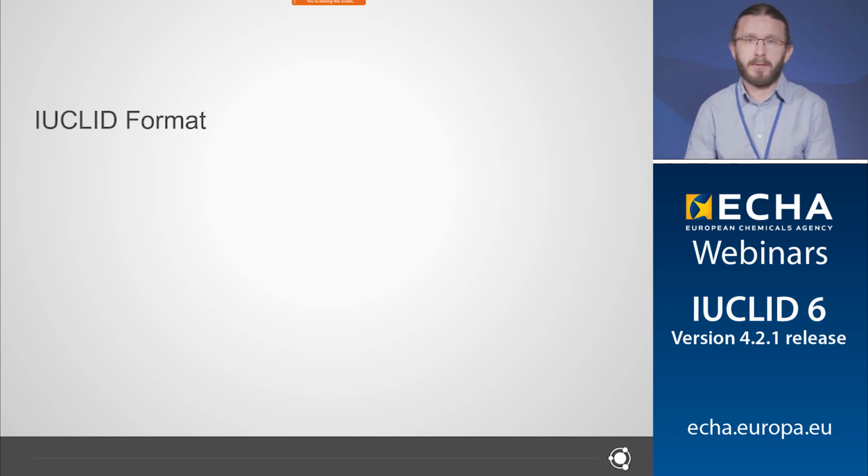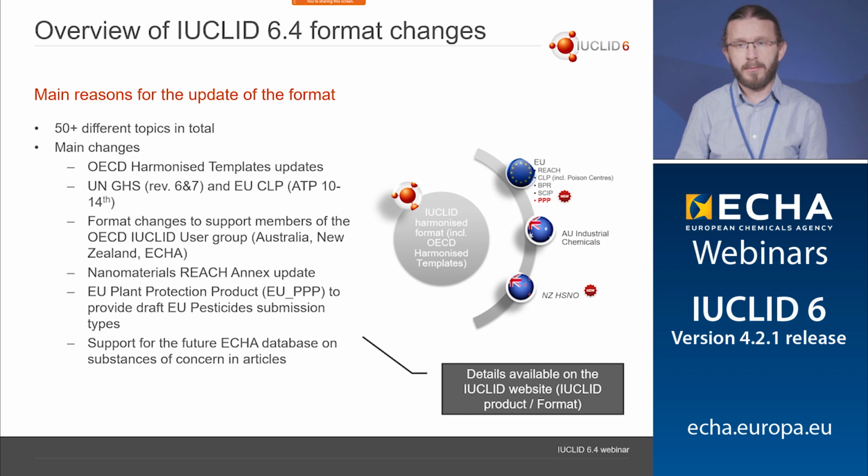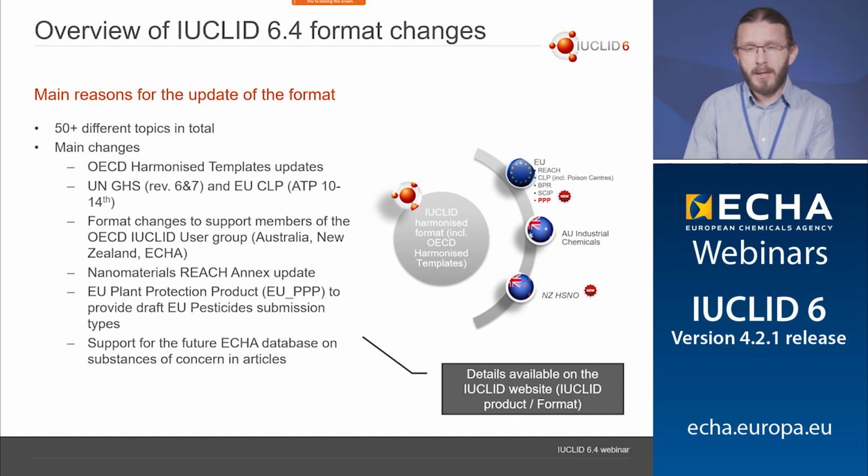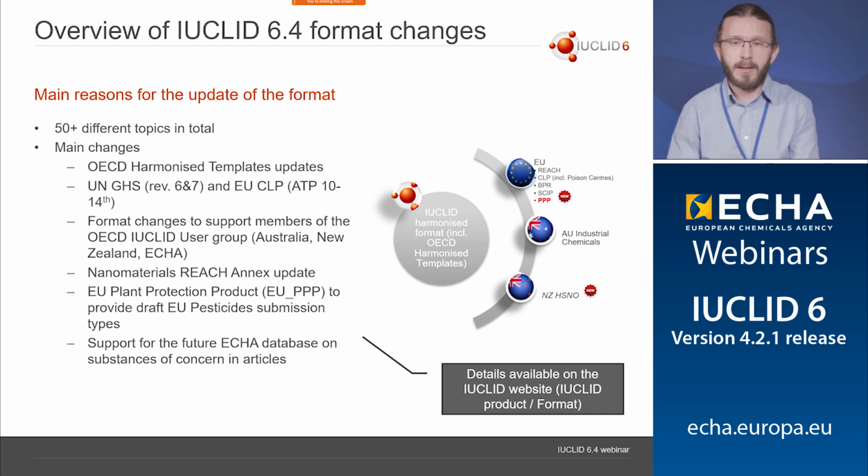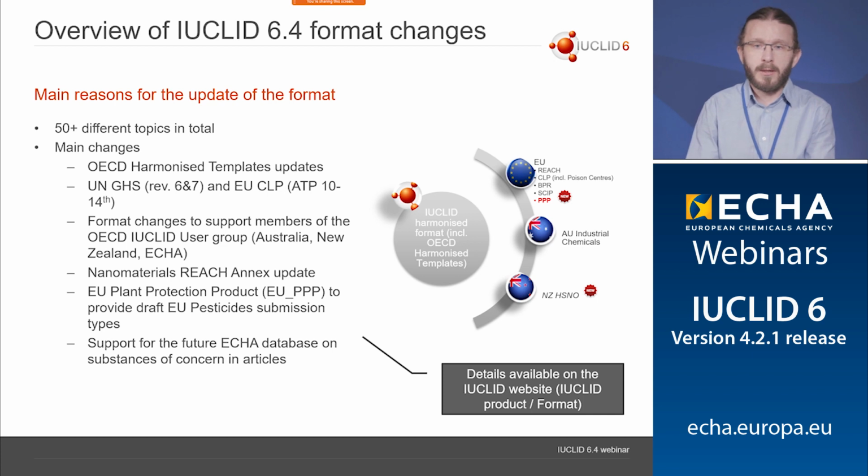As every October, every year, we introduce updates of the format in this Euclid release. So in this part of the presentation, I will go through the list of changes that were made in this version. I'll start with some highlights. In total, there were more than 50 different topics we addressed in this version, where we introduced format changes. The main changes are coming from updates to the OECD harmonized templates, which are used to report summaries of studies that are performed according to the OECD test guidelines.